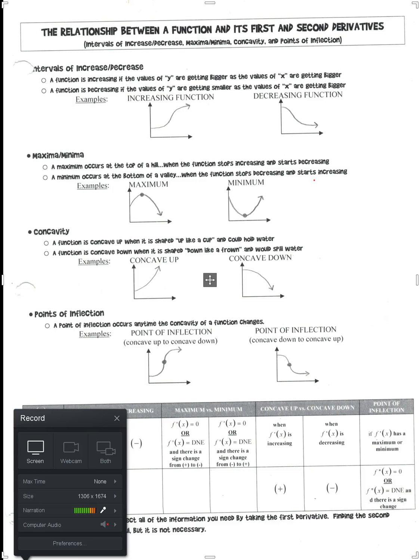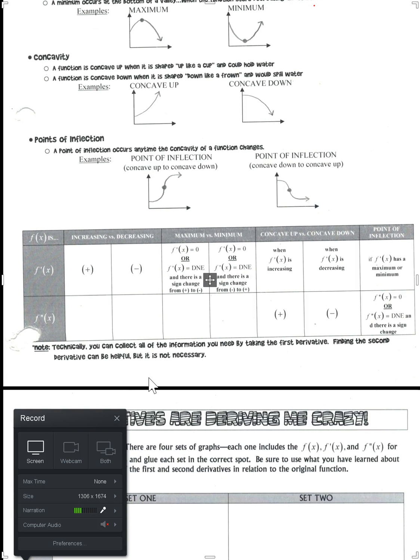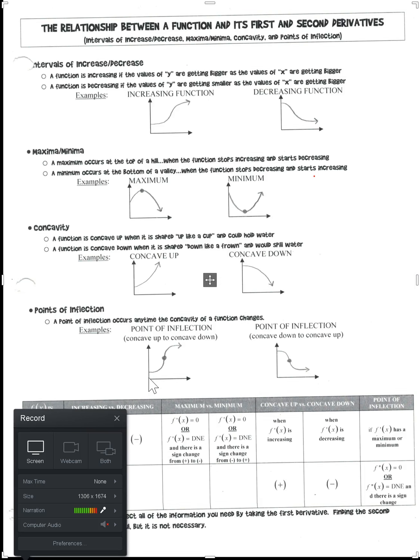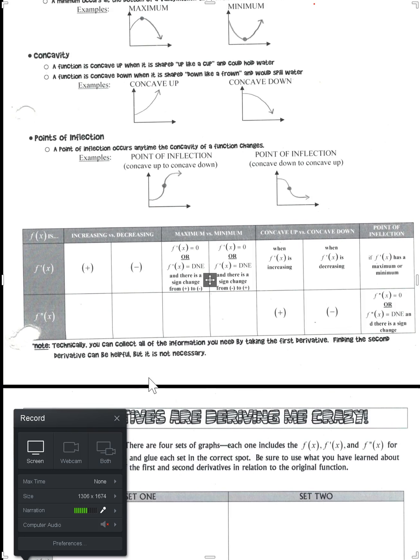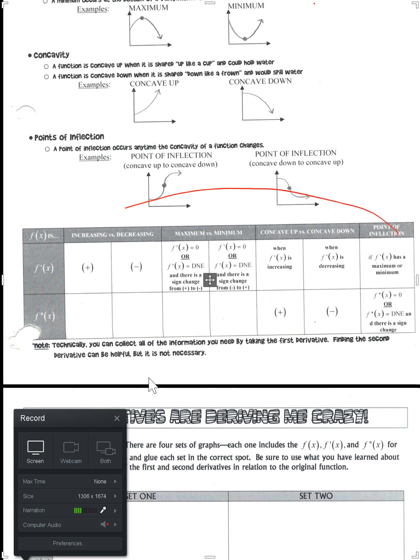Hey guys, we're going to start off with this same handout that we had before. I want to show you what this looks like so that you can see it yet again. Remember this sheet. It was the relationship between a function and its first and second derivatives. And just like last time, in particular, we're extremely interested in that section right there.